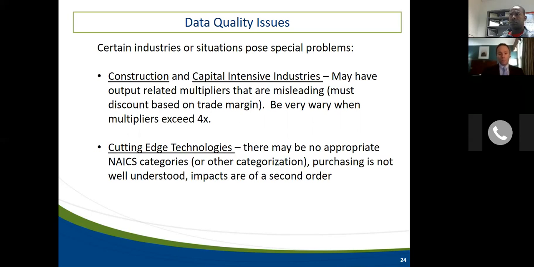And then, unfortunately, and I would love for this not to be the case, but if you have a brand new technology coming on that doesn't even have a NAICS code yet, it's hard to model that. You just have to find something that is close enough, and that works, okay?